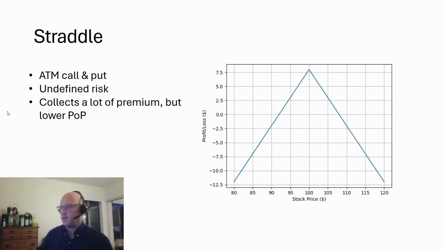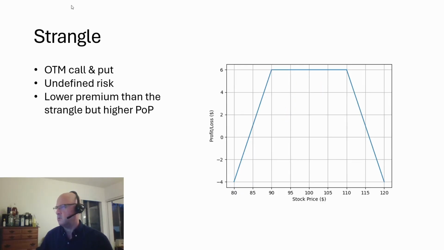So we do have that $16 of wiggle room on this trade. But I do not do these trades with any sort of regularity. I find that they're roughly a 50-50% chance of making money, and I prefer a higher probability of profit. So moving on to the strangle, and this is my go-to trade.